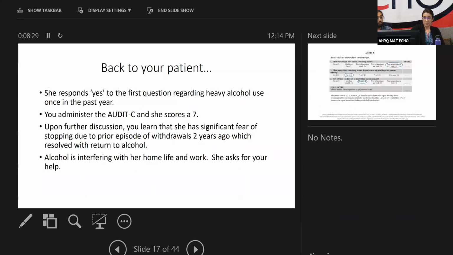So back to your patient, Ms. A, she does respond yes to your single question screen. So you administer the AUDIT-C, which we'll look at here in a minute, and she scores a 7, which is positive. And upon further discussion, you learn that she is quite afraid of stopping her use because she had withdrawal 2 years ago, that resolved with return to alcohol. So she did not receive treatment. It's interfering with her home life, and she asks for your help.